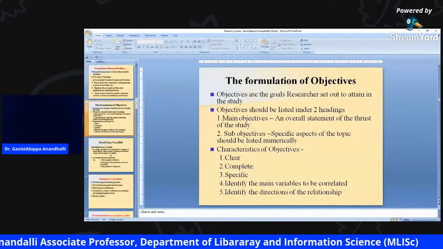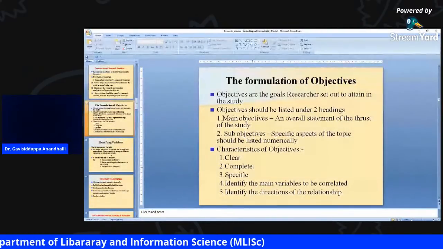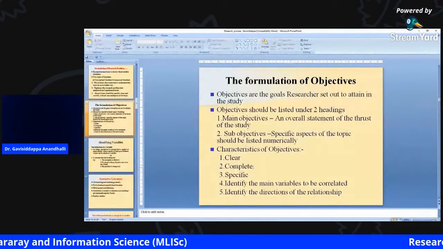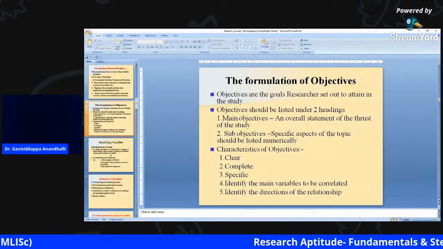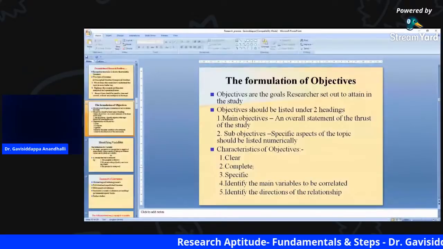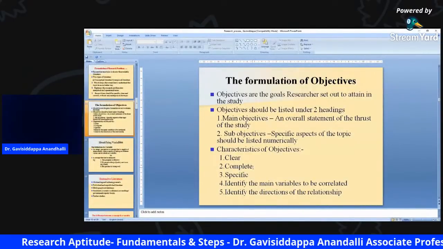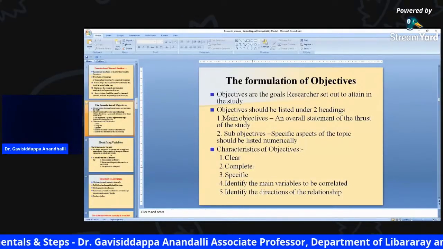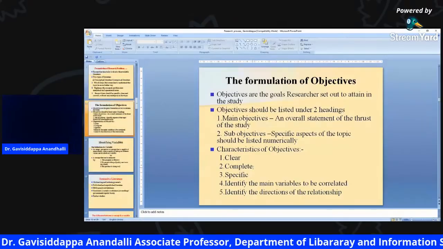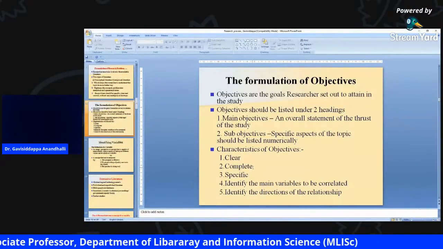In this way, we are going to ask many questions. It is not actually a question, it is in the form of a question that has been formulated, and this objective should be very clear, very convincing, and complete. They are specific, identify the main variable to be corrected, and identify the direction of the relationship. Objectives are nothing but what?